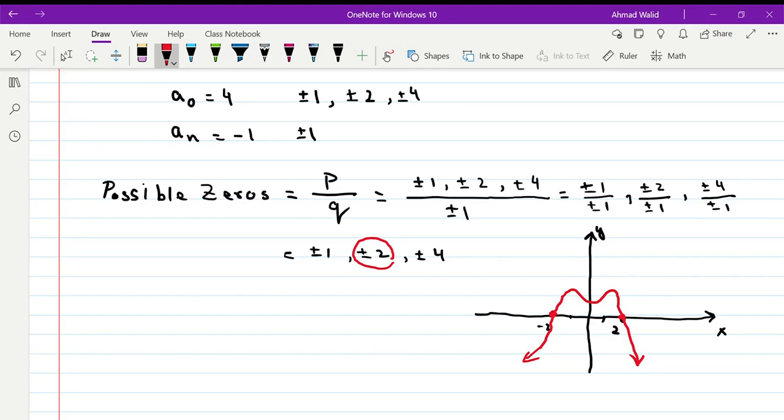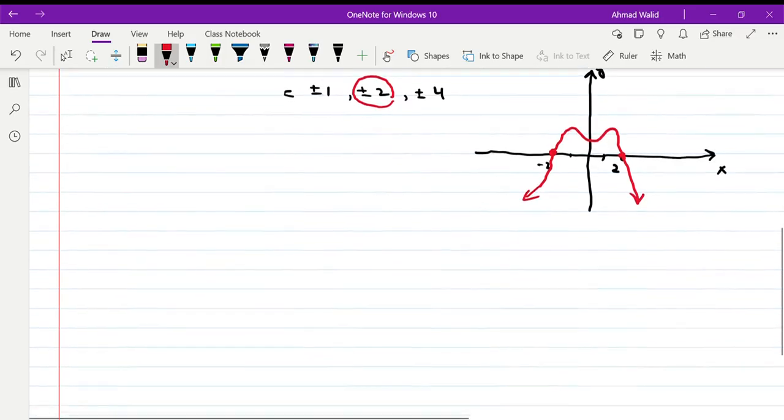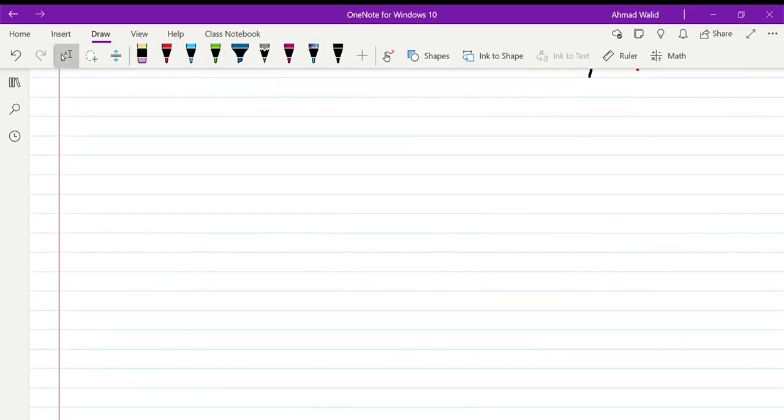Not all numbers. There are infinite numbers. Which one can I check? It gives you a list. And we call that list the possible zeros of a polynomial function. Let me do another example. Then we go and talk about the real zeros of a polynomial function. But let's do first another example.